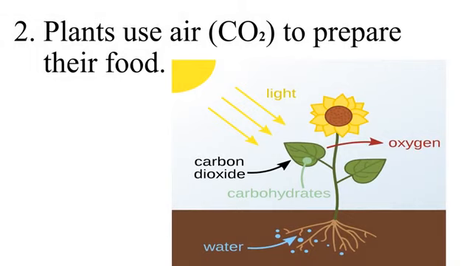Number 2. Plants use air, that is carbon dioxide, an important component of air, to prepare their food. From our previous classes, we are already aware that photosynthesis is the process by which green plants make their food with the help of raw materials like water, carbon dioxide, sunlight, and chlorophyll. We can clearly see through this diagram that during photosynthesis, plants take in carbon dioxide.